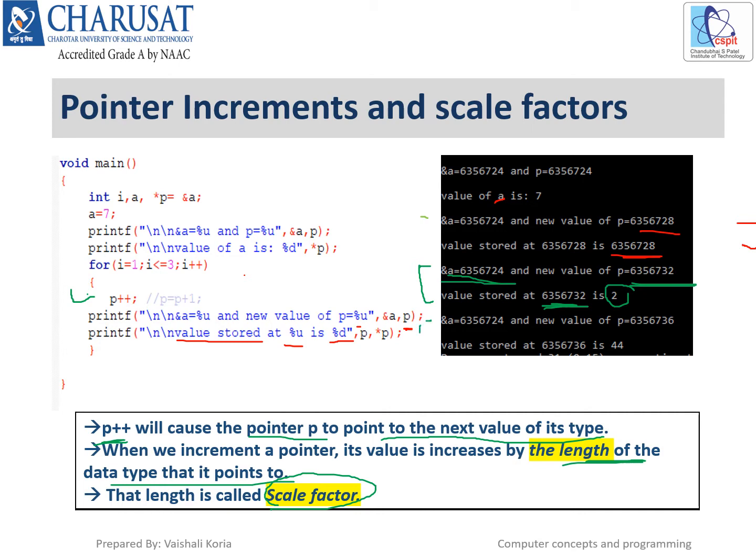And in the third iteration also, the pointer value will be incremented by 4, 6356736. Address of A will remain the same, and the value stored at the new location would be any value. So this is how a pointer increments. When you write P plus plus, you want to increment the pointer by 1, but it will always be incremented by the data type size that it points to. If it is pointing to an integer, one P plus plus will make the pointer incremented by 4. If P is pointing to a character, it will be incremented by 1.